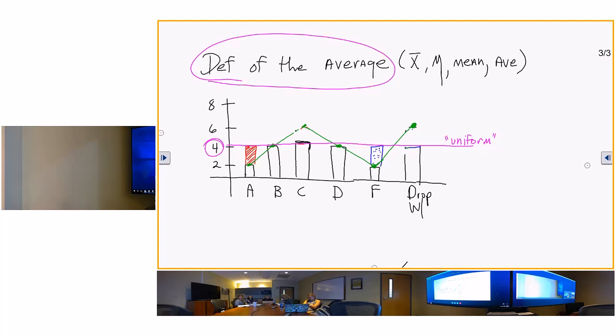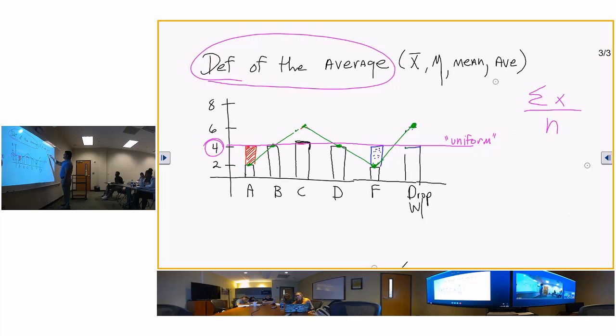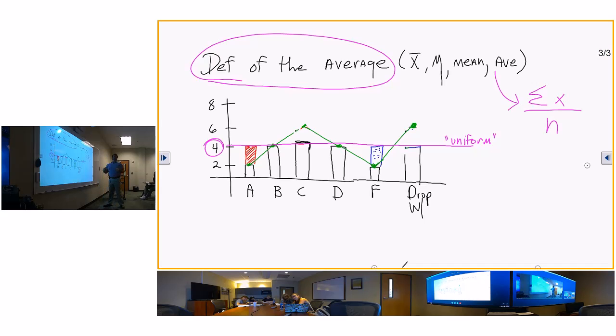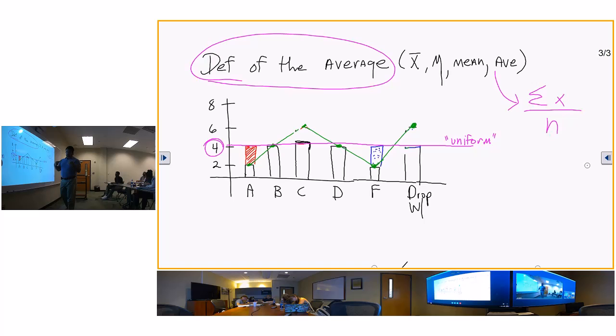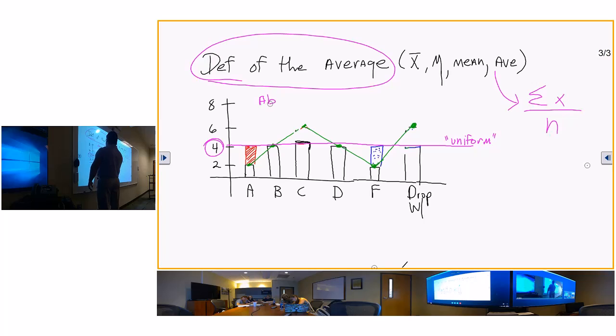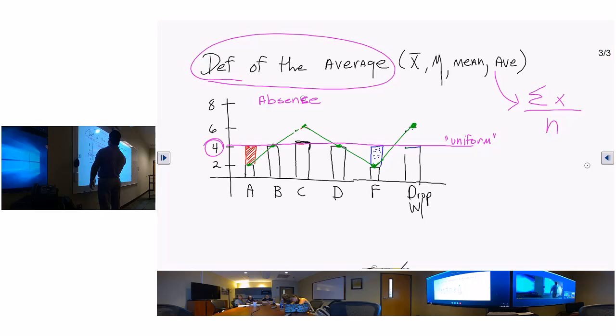Now that you know the definition, how do you find it? Well, you sum up all the numbers, summation of x divided by what? N. And that's how you find it. So you've got two definitions up here. You've got the word definition. Definition of average is the absence. I don't know how to spell absence. Is it S-E or C-E? C. Is it C? Yeah. I knew that. All right. Absence of variation.